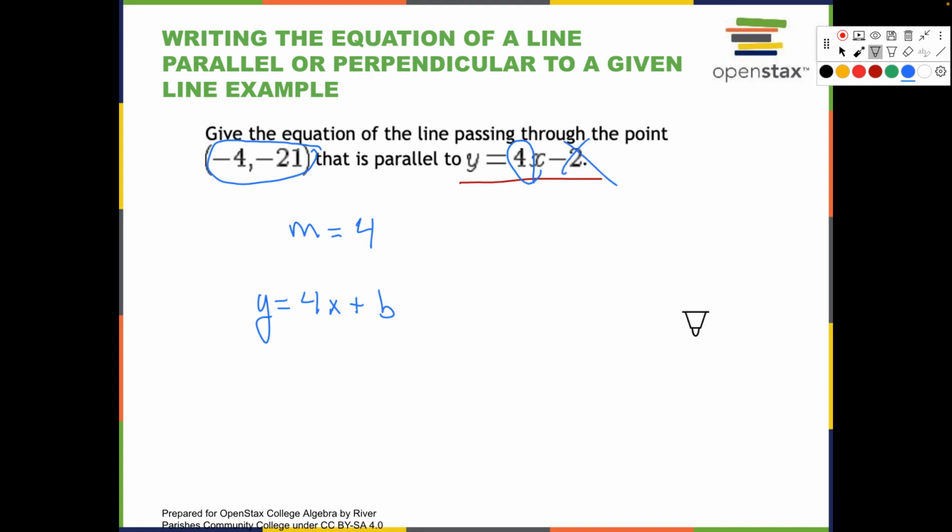This y-intercept doesn't tell us anything. It just tells us the intercept of that line. But we now have a point, we have an x and a y value, so we can plug those in. Y is -21 when x is -4. And then we can find our b. Okay, 4 times -4 is -16. So that's -16, -21. Add 16 to both sides.